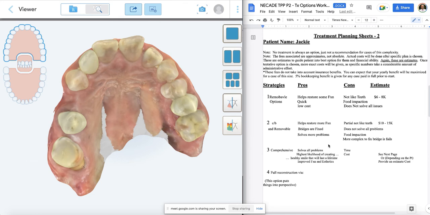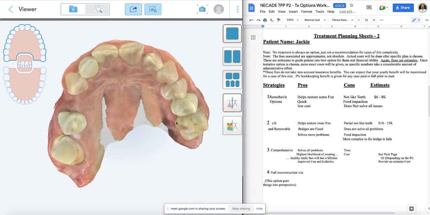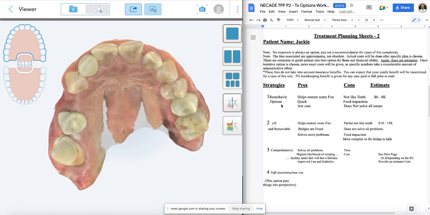Last week we went over and we came up with this set of options. So I'll go over this quickly. The first one was removable options. I don't think it's important to say partial versus complete denture. You're just trying to make the point that there's something chunky in their mouth. Its only advantage is it's low cost, and it's relatively quick because it's non-surgical. The cons, obviously, we could write a list a mile long. Just think of all of the things that we as clinicians hate about removable appliances.